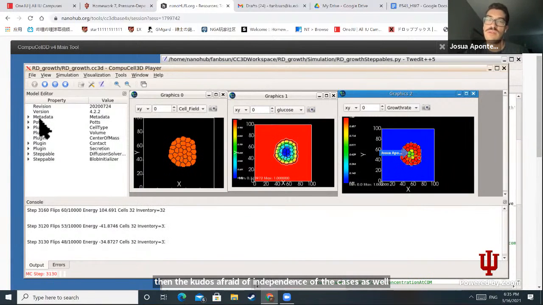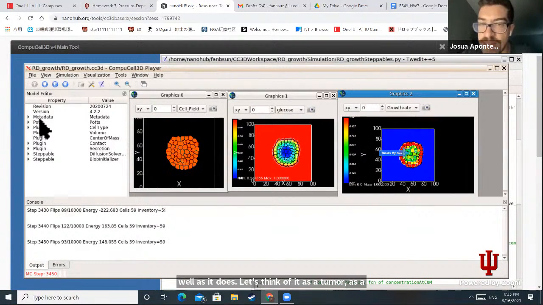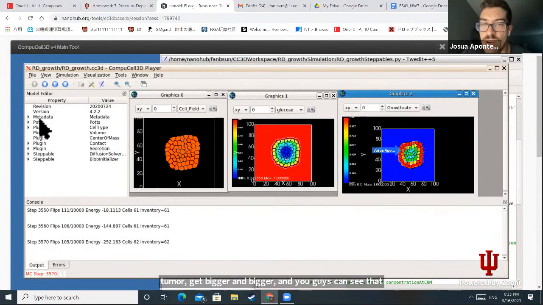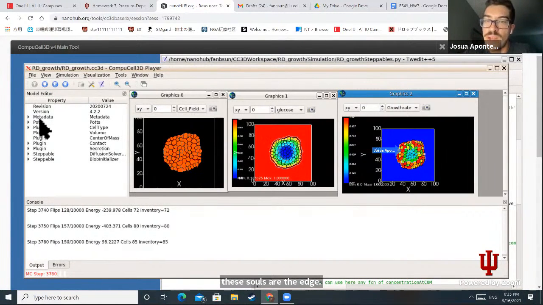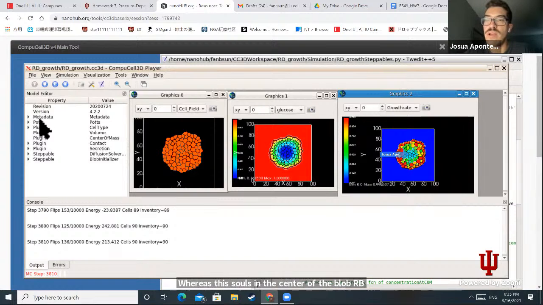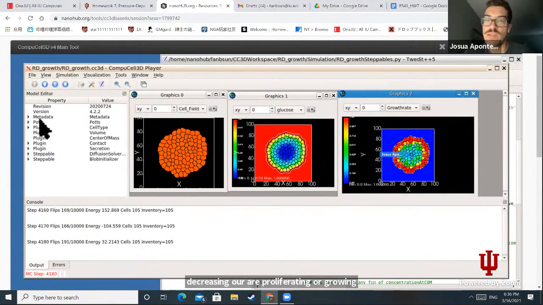Let's think of it as a tumor. As the tumor gets bigger and bigger, you guys can see that these cells at the edge are proliferating as fast as they can, whereas these cells in the center of the blob are proliferating or are growing slower and slower.